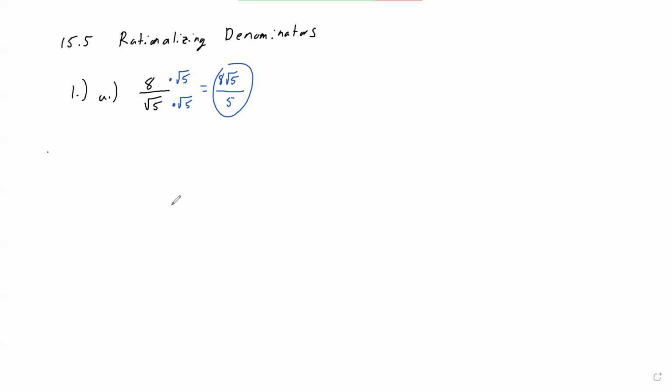If you could, yes. If it was like 10 over 5, then yes, you would want to simplify. 8 over 5 can't go any further. That's it. The goal was to get the radical out of the bottom.